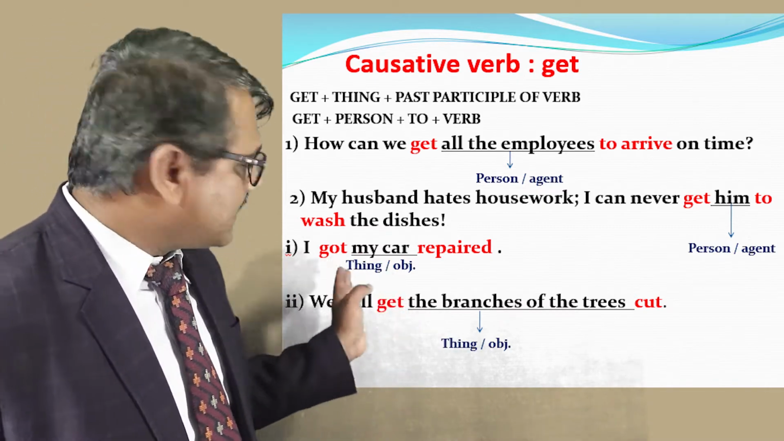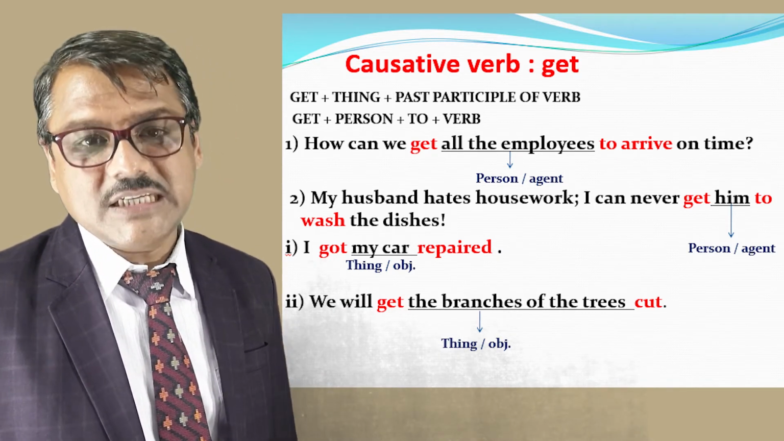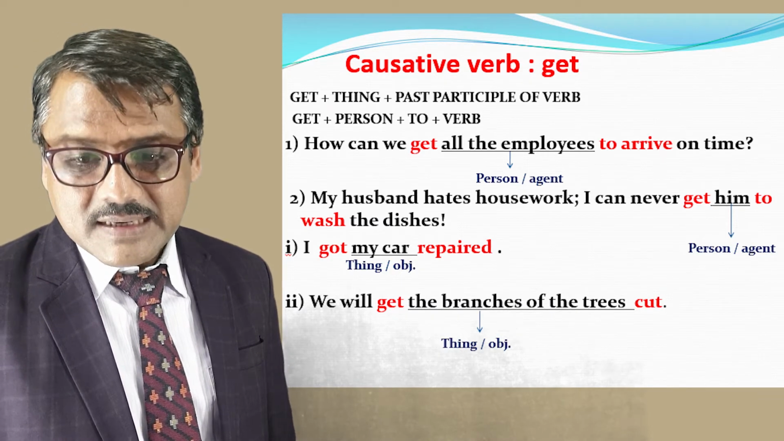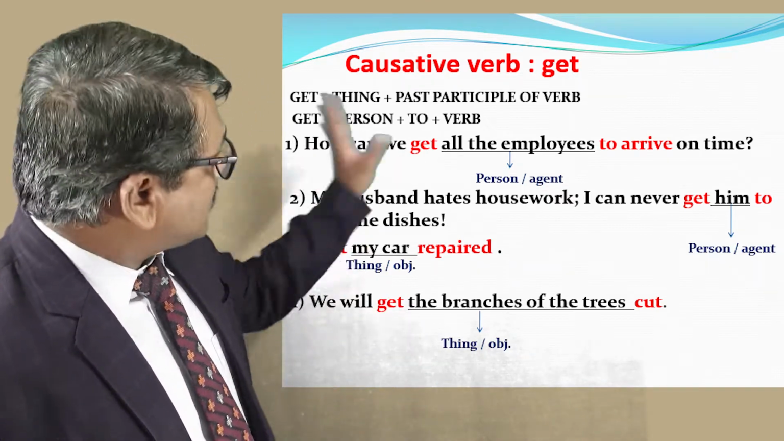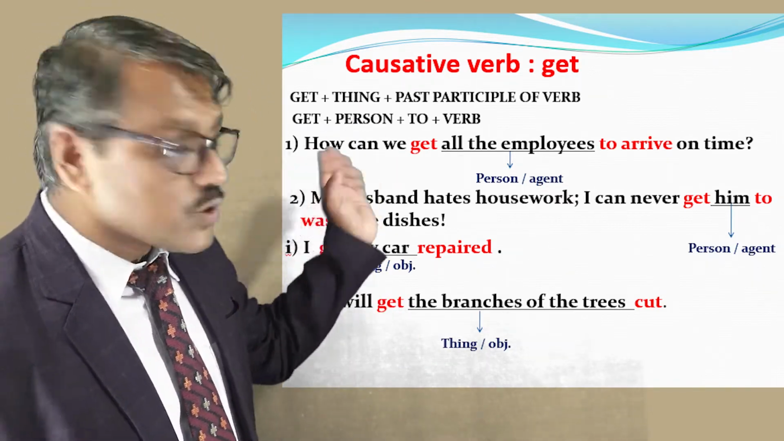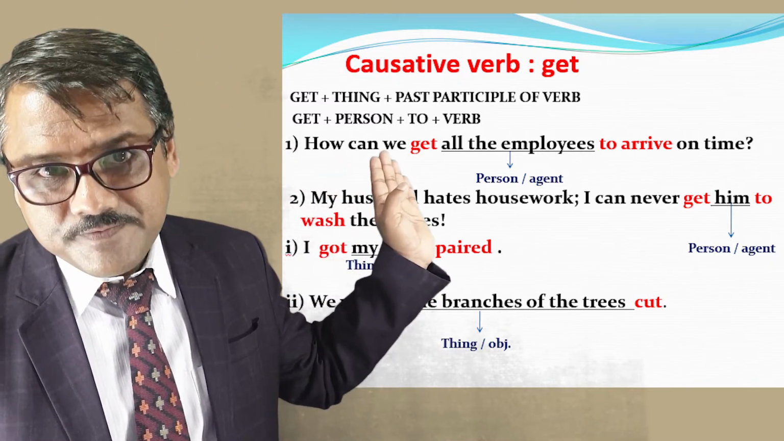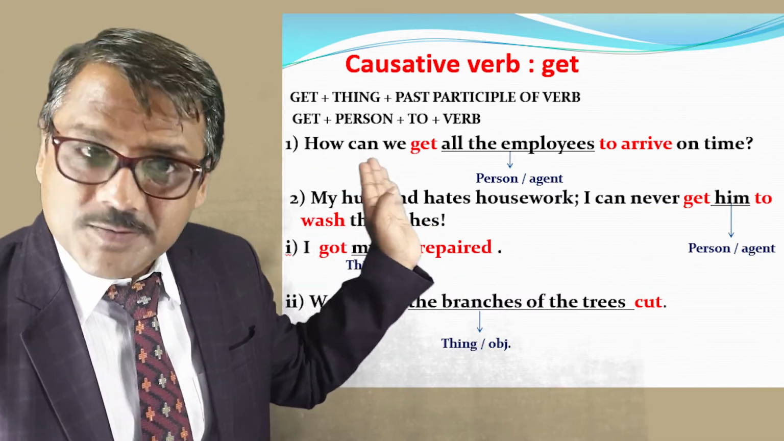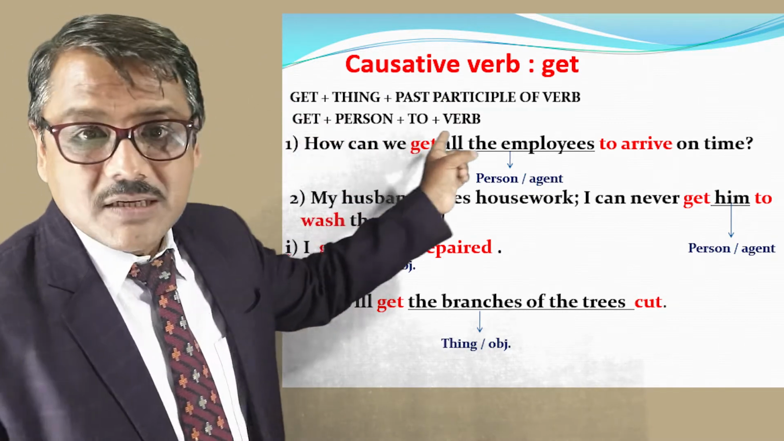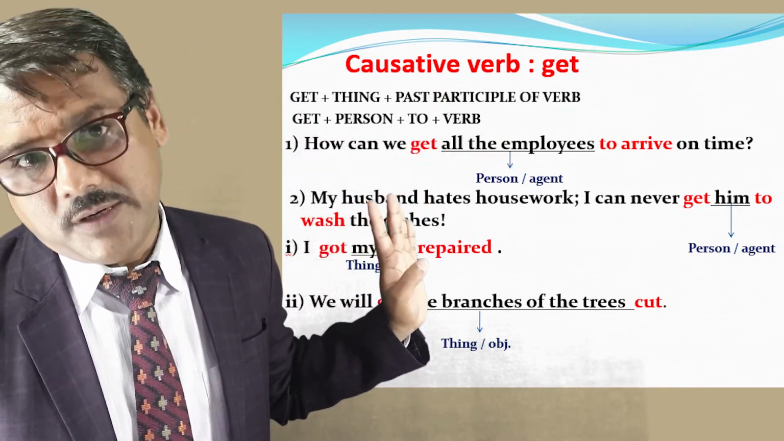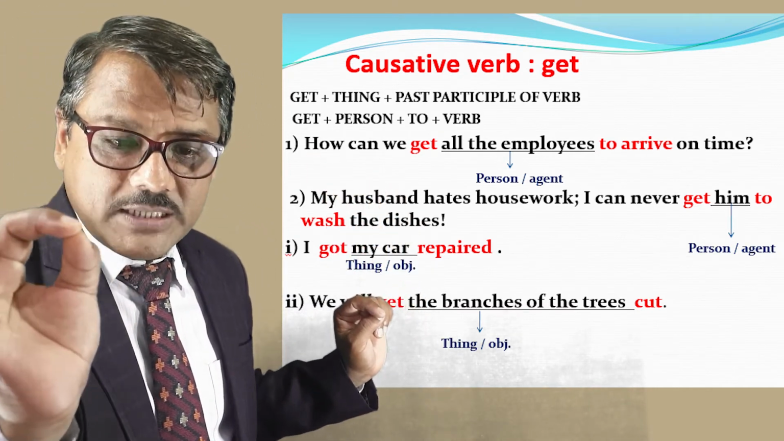And the second, my husband hates housework. I can never get him to wash the dishes. Here get is the causative verb. Now look at the structures that are given on the top. Get plus thing plus past participle. This one is the first structure, and the second one is get person to plus verb, base form of the verb, to infinitive. Now this is most important from the examination point of view.